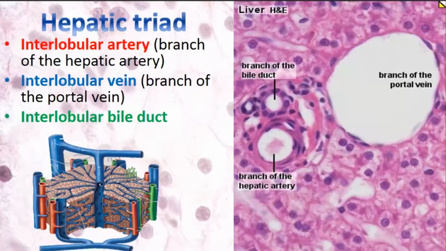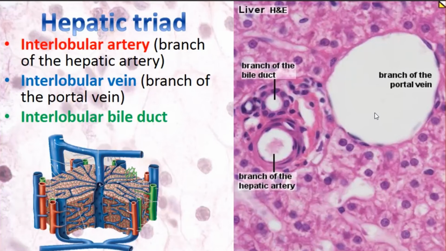So here we can see that a branch of the portal vein and a branch of the artery and also a small bile duct form a bundle which contains three components. This bundle is called the hepatic triad. It includes interlobular artery, interlobular vein, and interlobular bile duct. Here we can see the hepatic artery, it's the interlobular artery, a branch of the hepatic artery. It's the vein, a branch of the portal vein, it's the interlobular vein, and also there is the interlobular bile duct, which is located near the artery and vein.